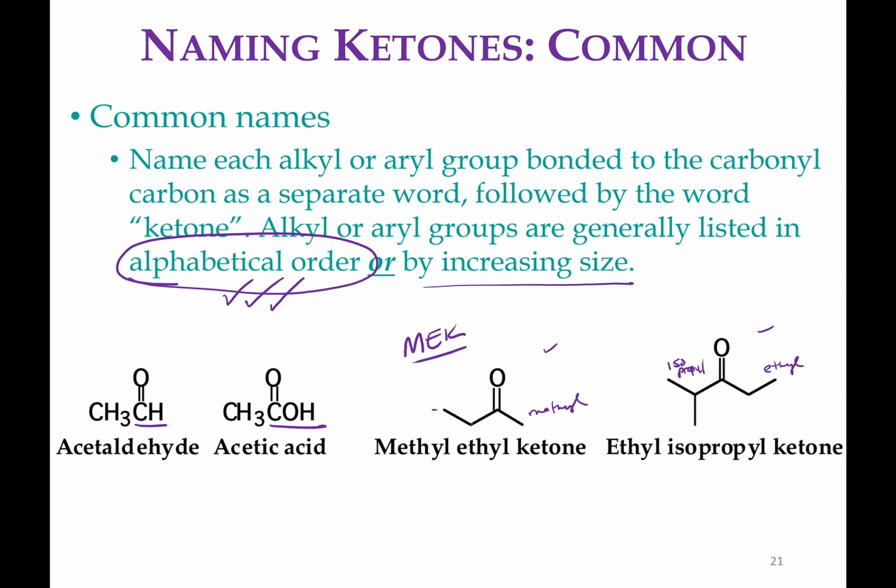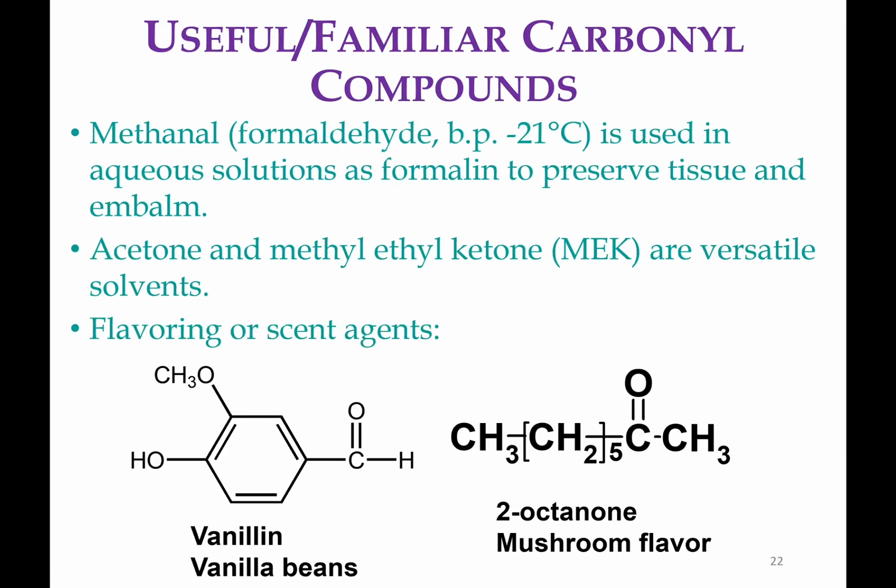Let's see what they do in nature. We said they're very popular in nature. Where are they? So methanal, again formaldehyde, has a boiling point of negative 21 degrees Celsius. We put it into aqueous solutions called formalin. This is the stuff that you smell when you're doing dissections and other things, but it is a tissue preservative. So we can also use that to embalm bodies.